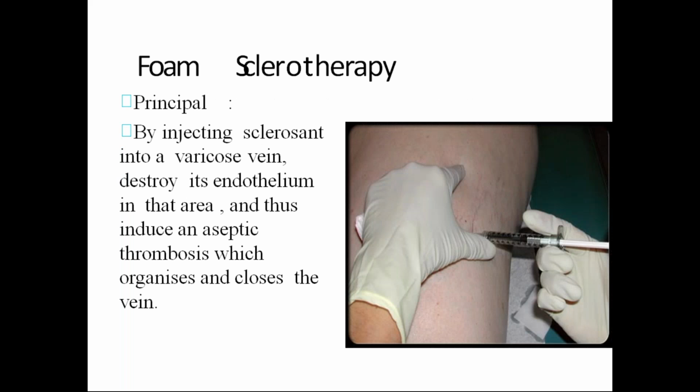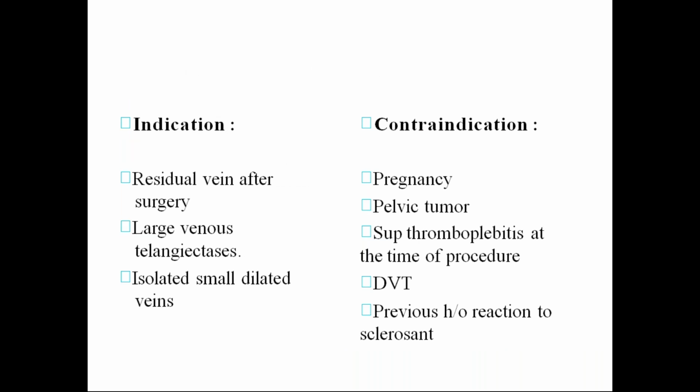So what is foam sclerotherapy? By injecting sclerosant into a varicose vein, we destroy its endothelium in the area and thus induce an aseptic inflammation and thrombosis, which organizes and closes the vein. That is the principle involved in sclerotherapy. Foam is created. First let us discuss the indications.